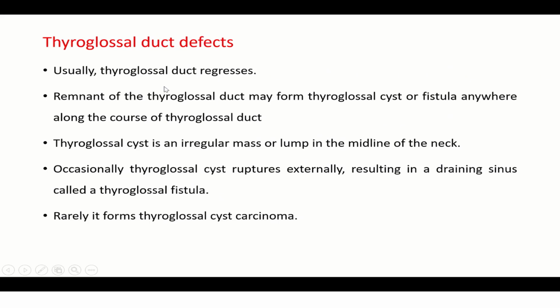Now thyroglossal duct defects. Usually the thyroglossal duct will regress. Remnants of the thyroglossal duct may form a thyroglossal cyst or fistula anywhere along the course of the thyroglossal duct. A thyroglossal cyst is an irregular mass or lump in the midline of the neck. Occasionally, a thyroglossal cyst will rupture externally, resulting in a draining sinus called a thyroglossal fistula. Rarely, this can result in development of cancer.